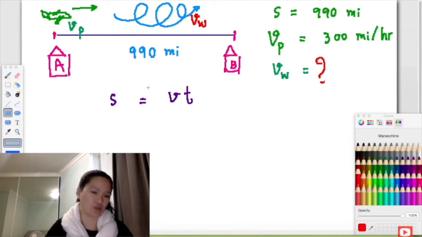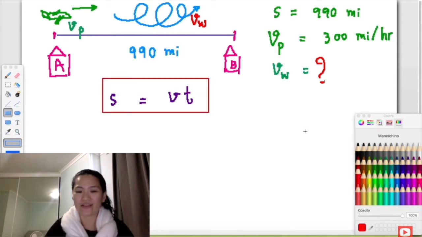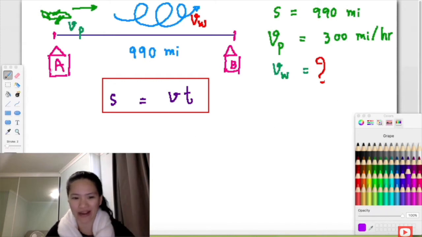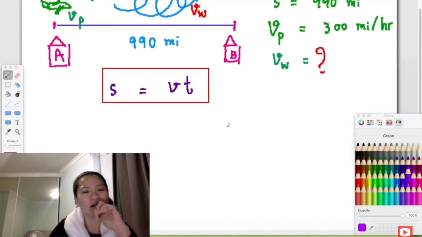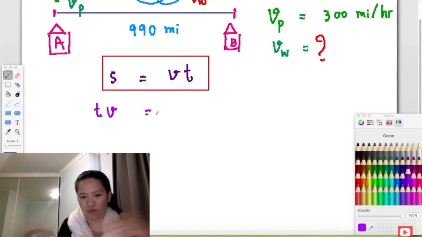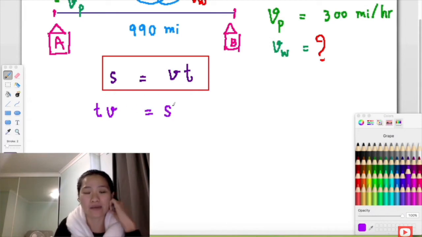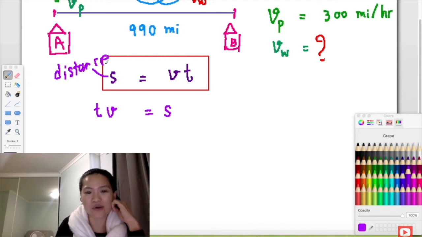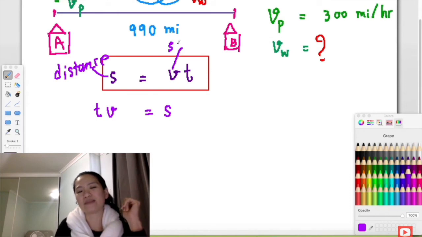That one is basic knowledge that you should know. But I would like to make it properly and easy when I solve the equation. So I just switch it. I say TV equal S. You know that is the same thing, just switch it. So that means, don't forget that one, distance equal V, V is velocity or speed, multiplied with time.